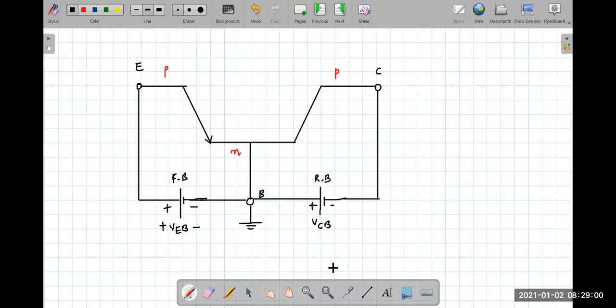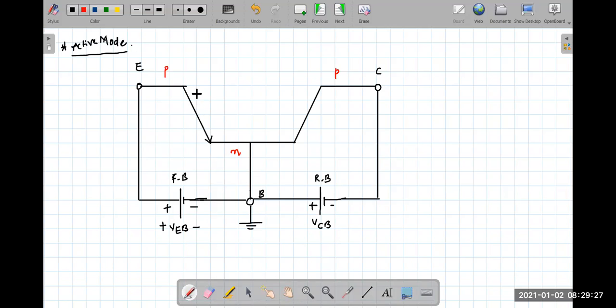Now you might be confused. I've made a connection in active mode, where the emitter base junction is forward biased and the base collector junction is reverse biased. So you might be surprised, then how to remember this? You might be worrying how to remember this. Out of the 4 cases, how do you exactly remember this circuit? Look here.